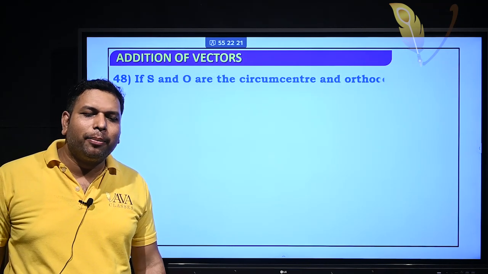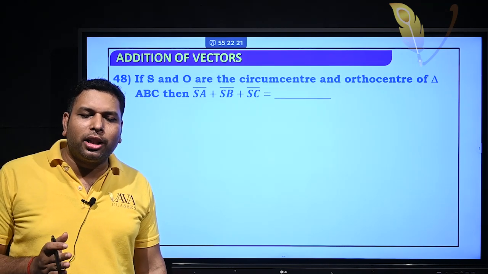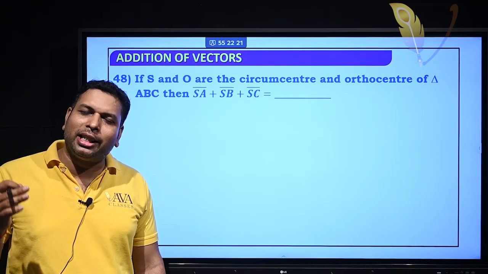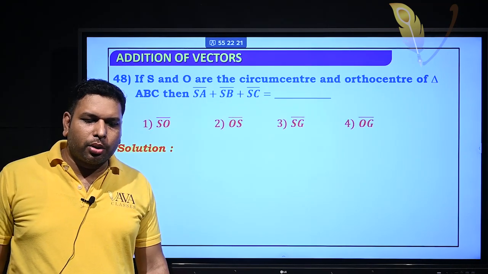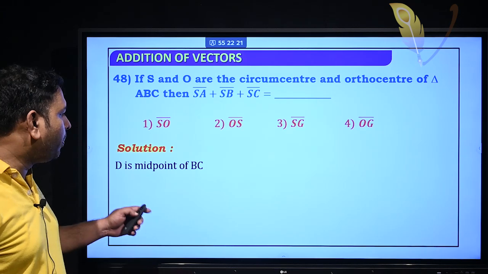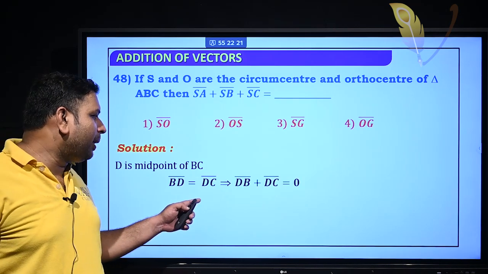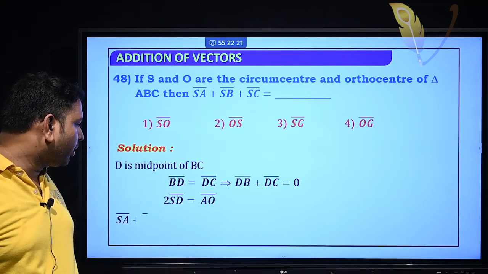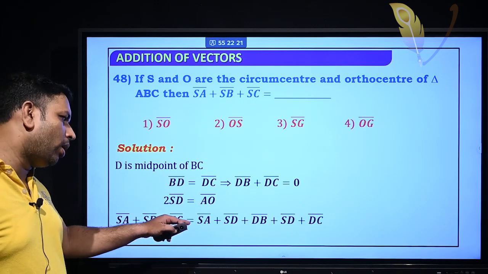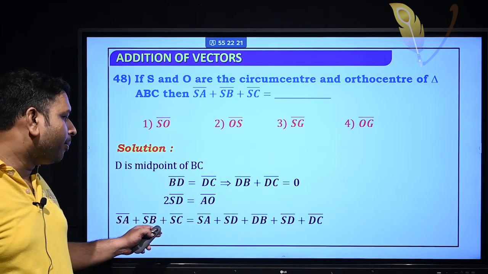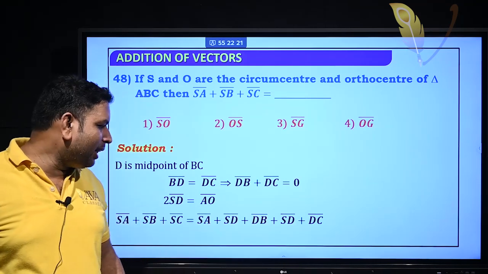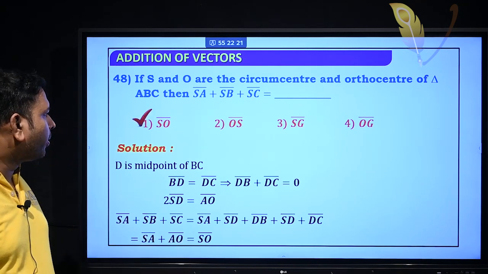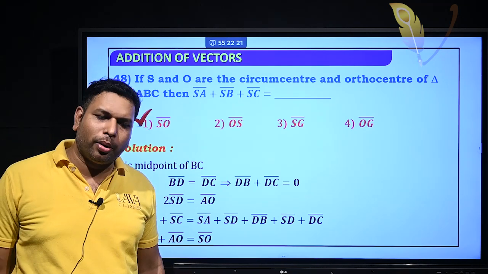Now question number 48. If S and O are the circumcenter and orthocenter of triangle ABC, then SA plus SB plus SC equal to... These are the options. Now solution. D is the midpoint of BC. So BD equal to DC. That implies DB plus DC equal to 0. So 2SD equal to AO. SA plus SB plus SC equal to SA plus SD plus DB plus SD plus DC. So it is SA plus AO which equal to SO. So first option is the right option, students.